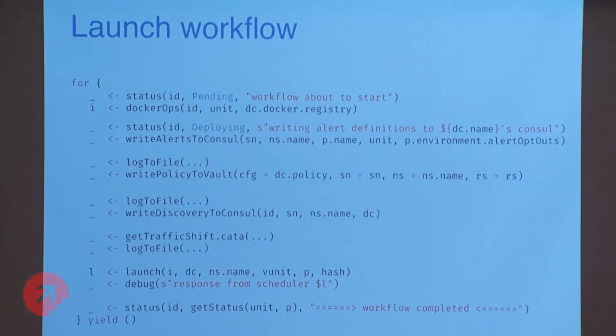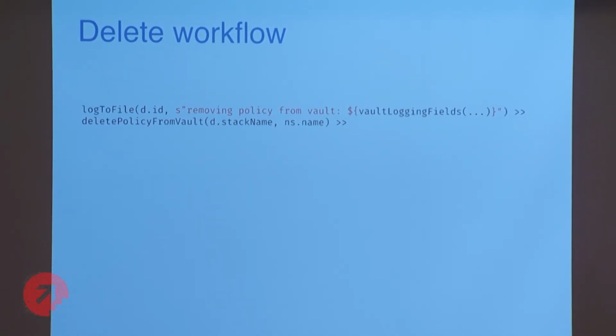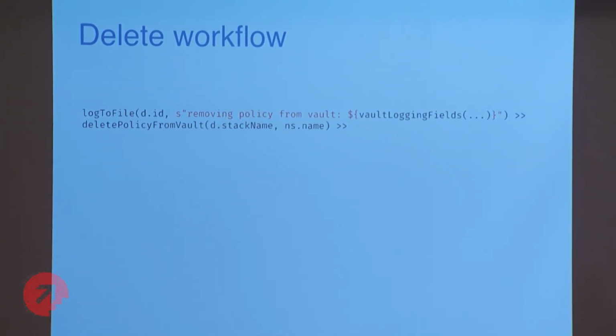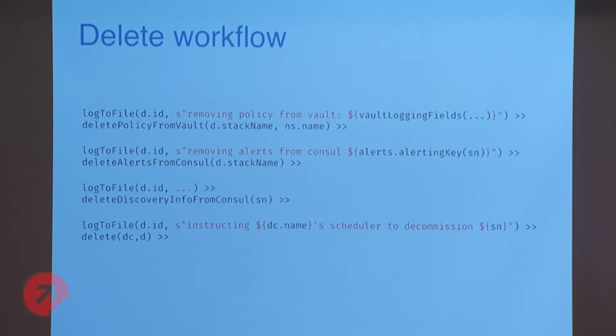For deletion, this works largely the same, except in reverse. When it deems a specific service or job eligible to be shut down, it will launch the deletion. It'll run the deletion workflow, which will delete the dynamic security policy from Vault, delete the alerts from Consul, delete the Consul discovery information, and then actually delete the image on the scheduler.